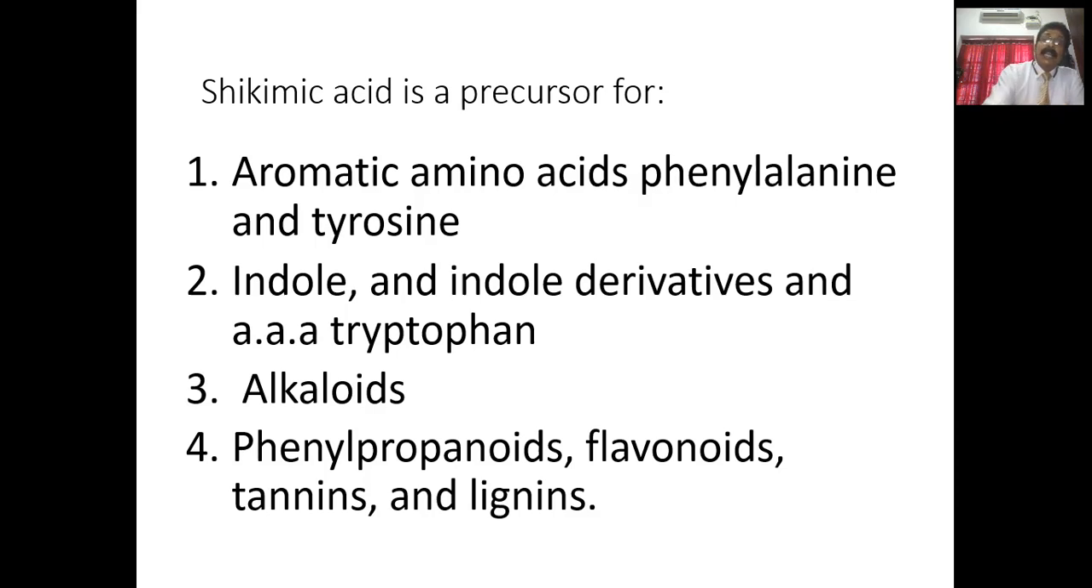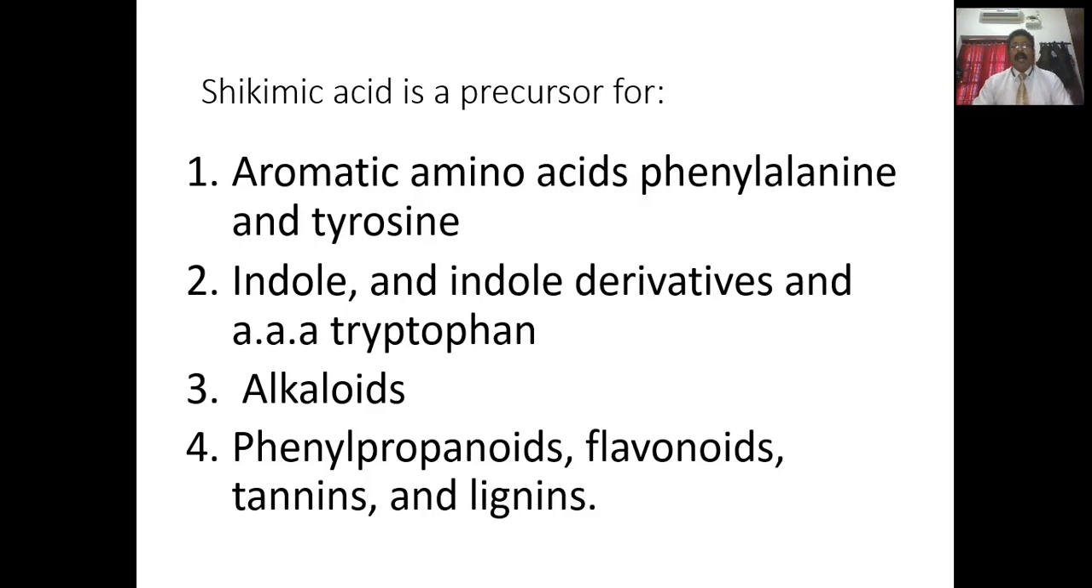What does aaa stand for? Aromatic amino acid, simply a short form. I have just written there. Aromatic amino acids tryptophan, phenylalanine, tyrosine, and alkaloids also can be produced by Shikimic acid. Why? Because there are many alkaloids which have an aromatic ring. Wherever there is an aromatic ring, it needs to pass through the Shikimic acid pathway. So Shikimic acid plays as a precursor for production of alkaloids in the plants.